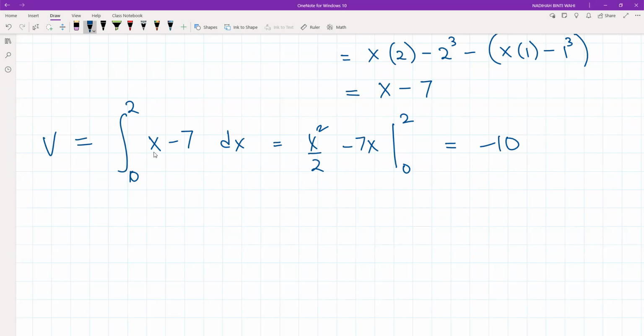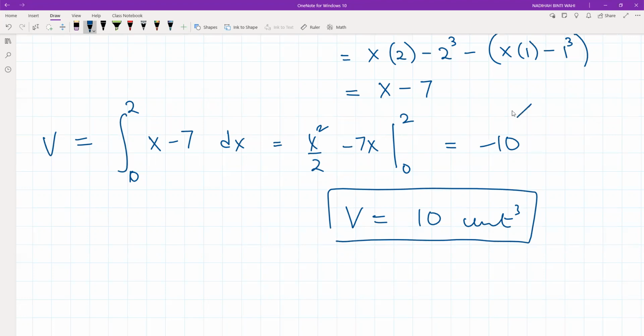Same thing. So you understand what it means. For example, if we have negative area, it means it's below the positive axis. So the volume in this case is just 10 unit cubed, because this is below the XY plane. If you want to look at the surface, it is indeed below the XY plane.